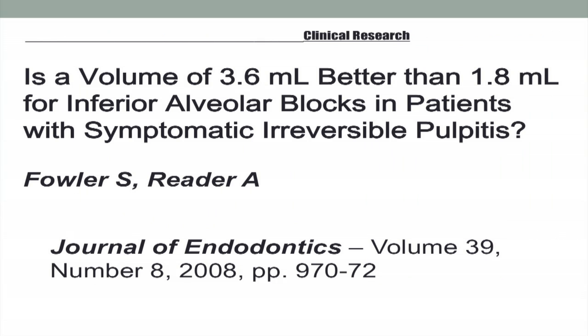As reported by Fowler and Reeder, a volume of 2 cartridges of local anesthetic for the inferior alveolar nerve block actually does not improve outcomes in cases of symptomatic irreversible pulpitis.